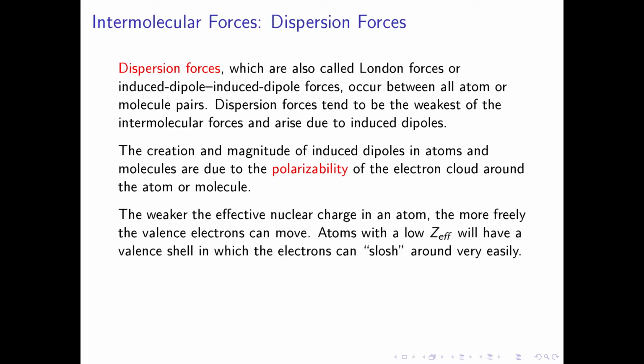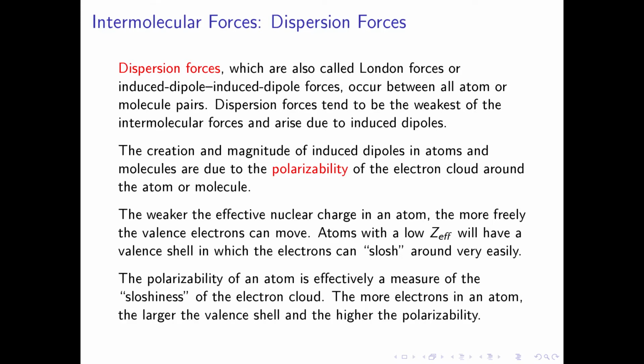Recall that the weaker the effective nuclear charge in an atom, the more freely the valence electrons can move. Atoms with a low effective nuclear charge will have a valence shell in which the electrons can slosh around very easily. The polarizability of an atom is effectively a measure of the sloshiness of the electron cloud. The more electrons in an atom, the larger the valence shell, and therefore the higher the polarizability.